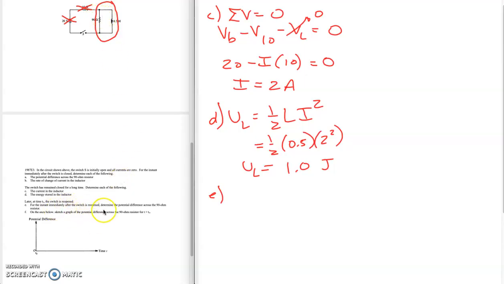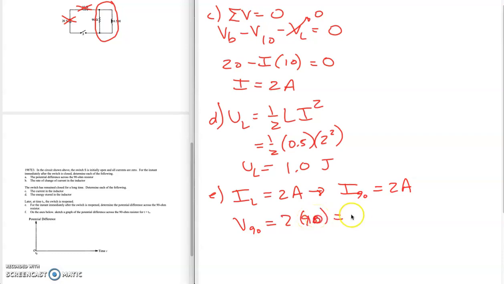So for the instant immediately after the switch is opened, what's the potential difference across the resistor? Well, the current in the inductor is still going to be 2 amps. And now that current is going to be the current in the 90 ohm resistor. It's also 2 amps. Once you know a current in a resistor, now you know the voltage across the resistor. Wait a second, where'd that 18 come from? That's 90. So that'll be 180 volts. That's where that 18 came from. The answer is 180. All right.